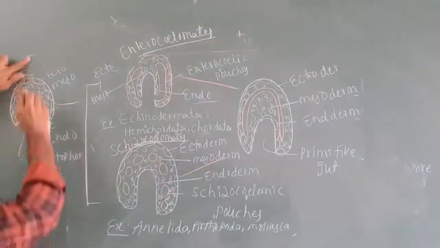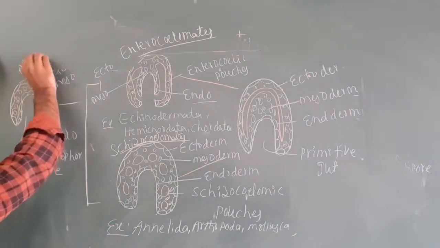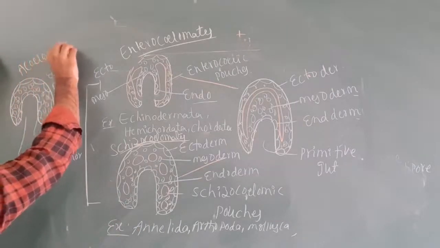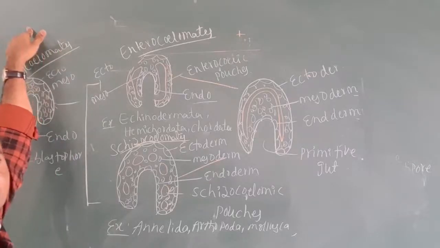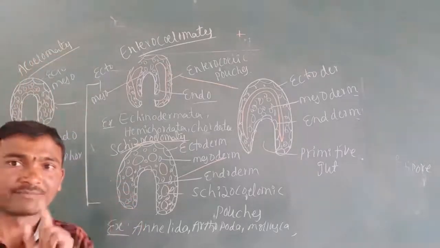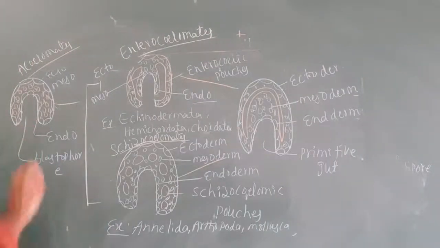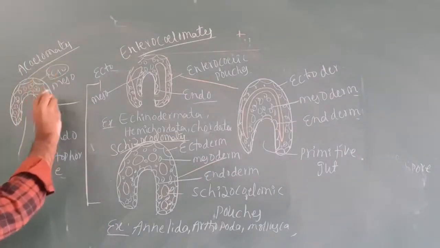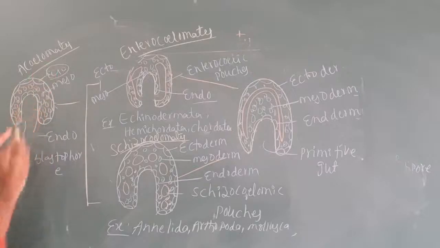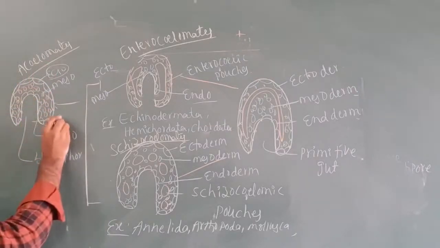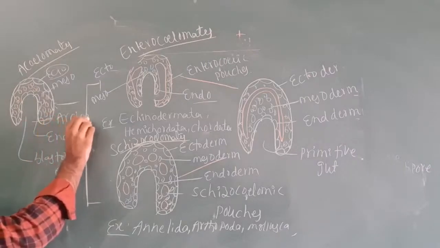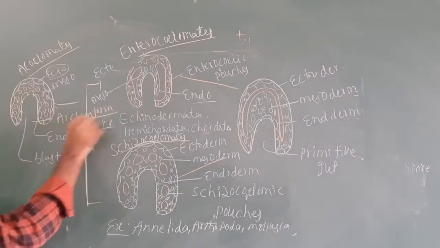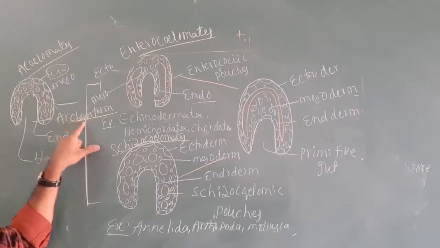See here, this is a picture of the diagram of acoelomates. There is no space between the body wall and elementary canal. Either side is not lined by the mesoderm. Here it is the ectoderm, this is mesoderm and endoderm. This is the blastopore, a primitive gut. And here the archenteron.